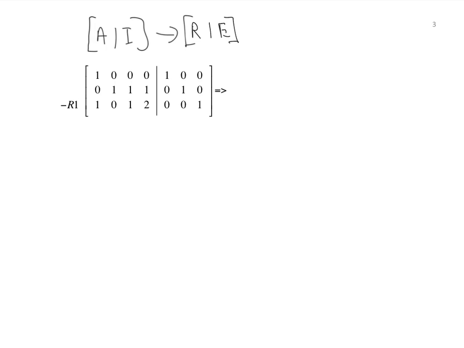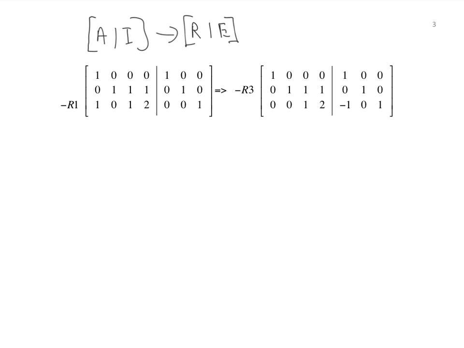We already have a 1 in the top left corner, so we need to get zeros below it. That would include subtracting row 1 from that bottom one there, and that would give us this. So now we have a 1 in our second position there, and hey, this thing's already in row echelon, so that actually worked out quite beautifully.